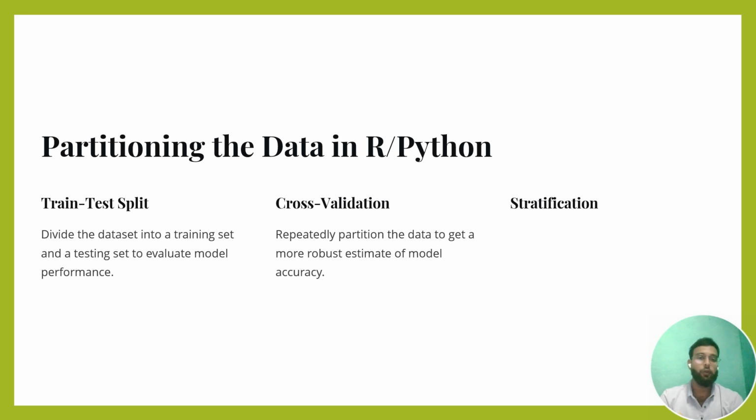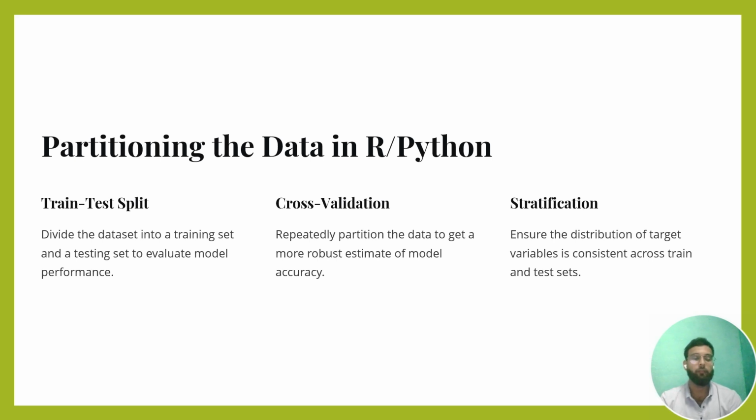Thirdly, we can do it by stratification. We can ensure that the distribution of target variables is consistent across train and test sets. It is similar to the train test split and the cross validation. We can distribute the data and then we can test them.